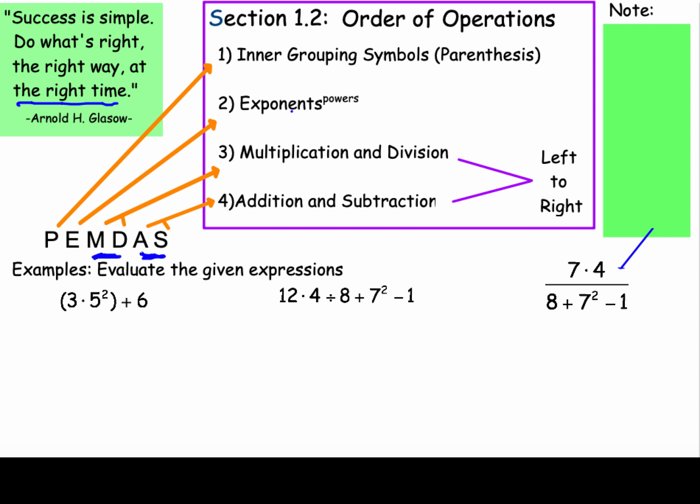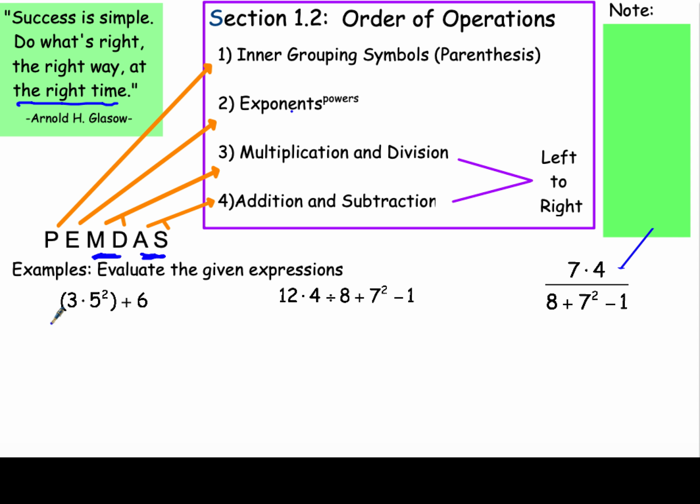So let's start with the problem over here at the left. You'll notice we've got multiplication, we have an exponent, and we also have a little bit of addition going on, but the first thing I notice are those parentheses. So I need to start with what's inside of those parentheses. Well, inside we have the multiplication and the exponent, which means according to our order, exponents, number 2, come before multiplying, number 3. So we're going to start with that 5 squared.